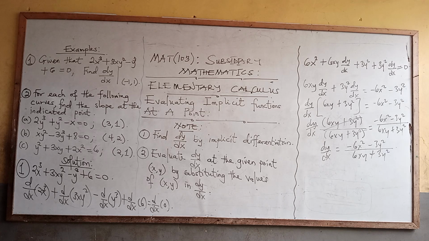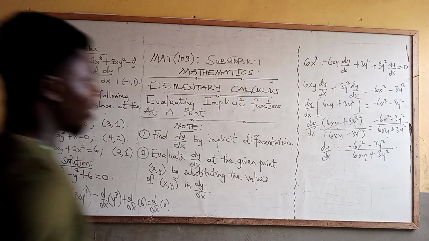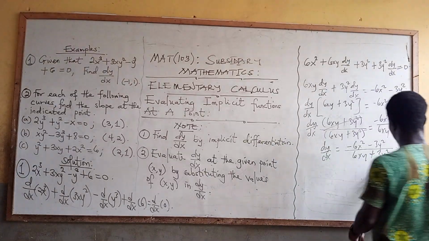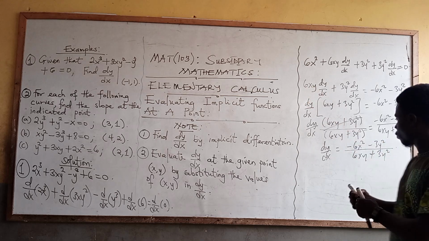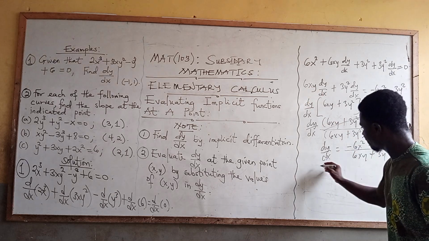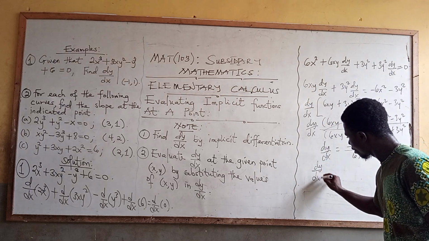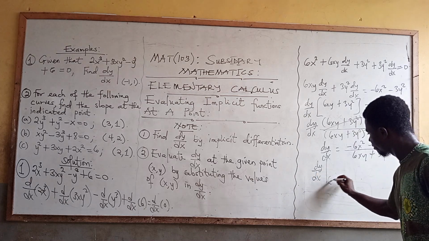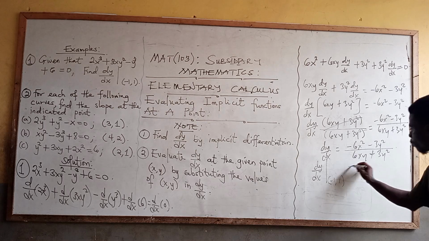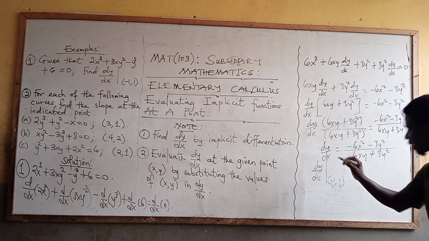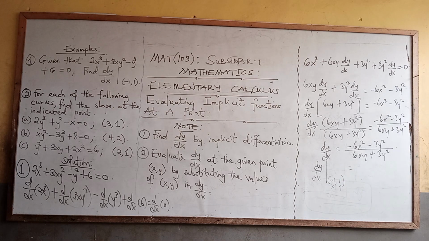Which is very, very simple, although you can still factorize. If you don't want to factorize, don't worry yourself. Let's proceed. So now they want dy/dx given that x is negative 1 and y is 1. Wherever I see x, I substitute -1, and wherever I see y, I substitute 1.